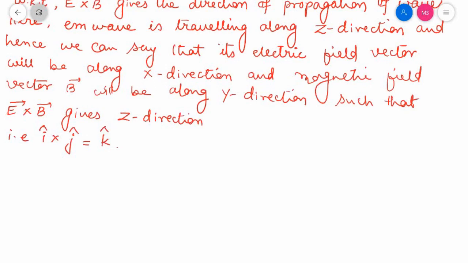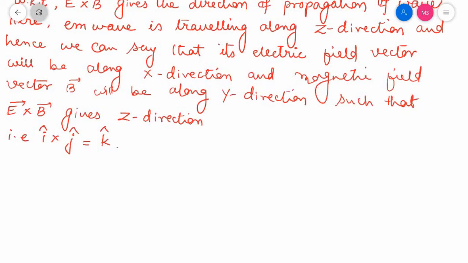Remember, it is possible that electromagnetic waves traveling along z axis, then its electric field vector may be along y axis and its magnetic field vector may be along minus x axis. So there are different possibilities, but we have assumed one in which electromagnetic waves traveling along z axis and electric field vector is along x axis and magnetic field vector is along y axis, such that it satisfies the condition that electric field vector, magnetic field vector and the direction of propagation all three are perpendicular to each other, as well as vector E cross vector B gives the direction of propagation of wave.